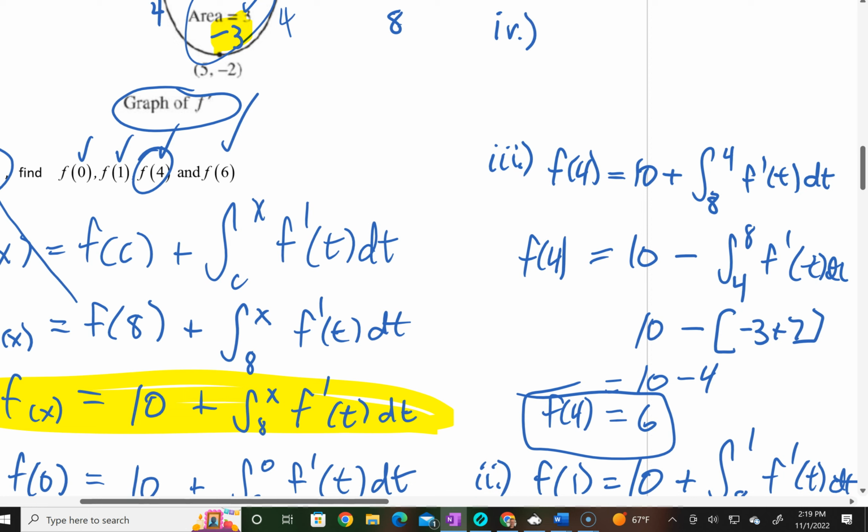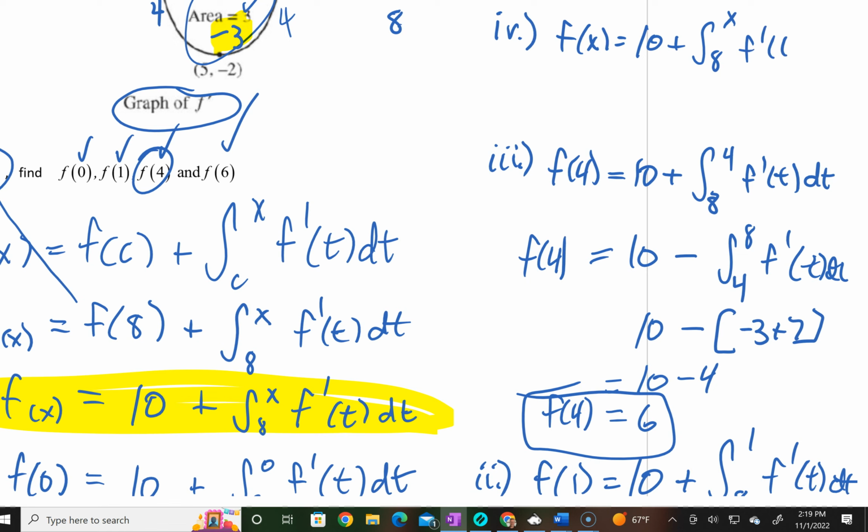Look at this. Because you could say, well, f of x was 8, or sorry, not 8, it was 10, plus from 8 to x of f prime of t. You guys get what's going on. You do this enough times, and forgive me, that's a 6 right there.